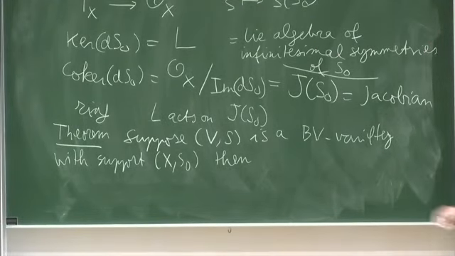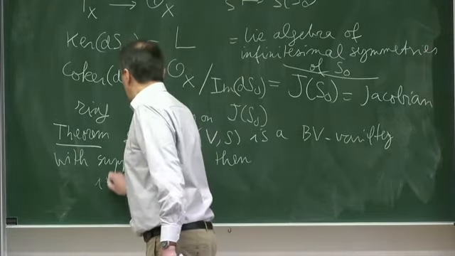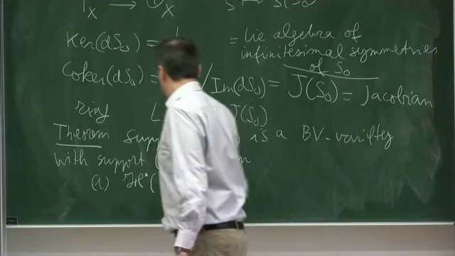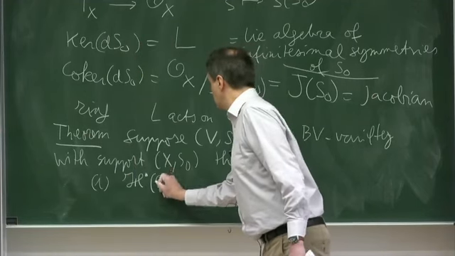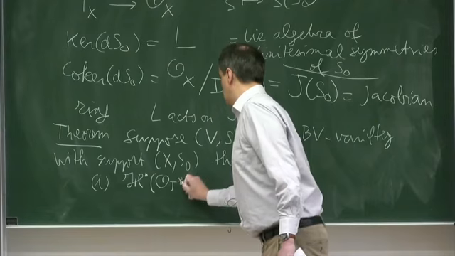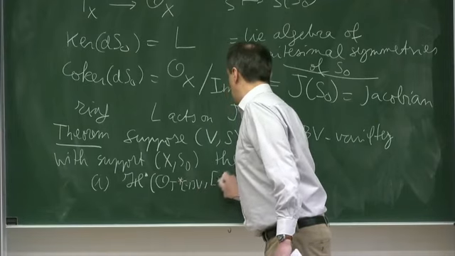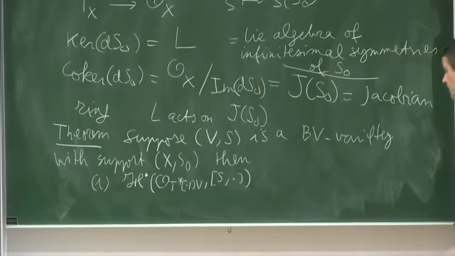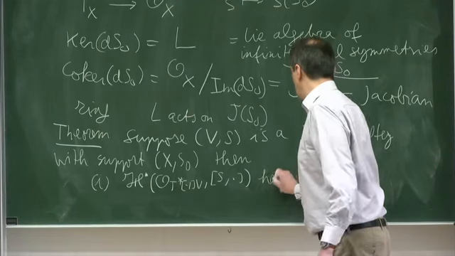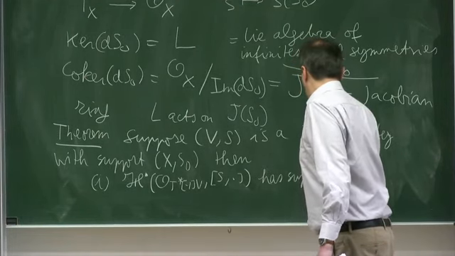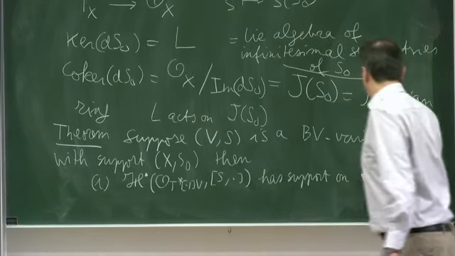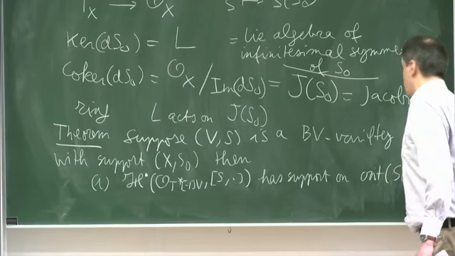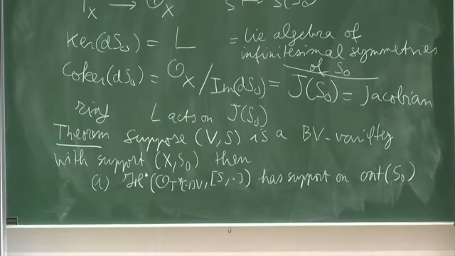Then first of all, the BRST cohomology sheaf has support on the critical locus of S0. So outside it is 0.